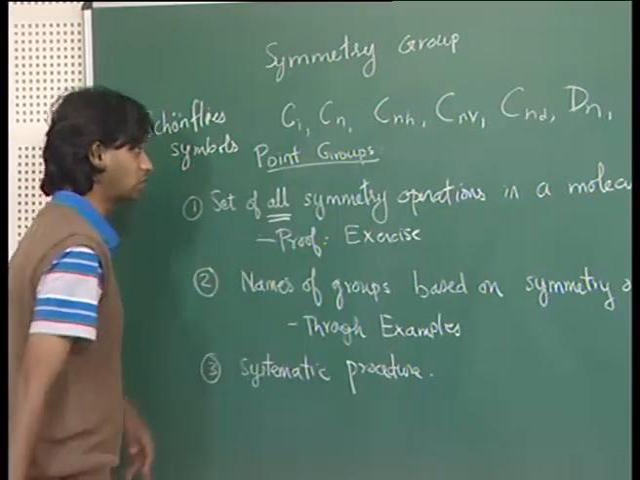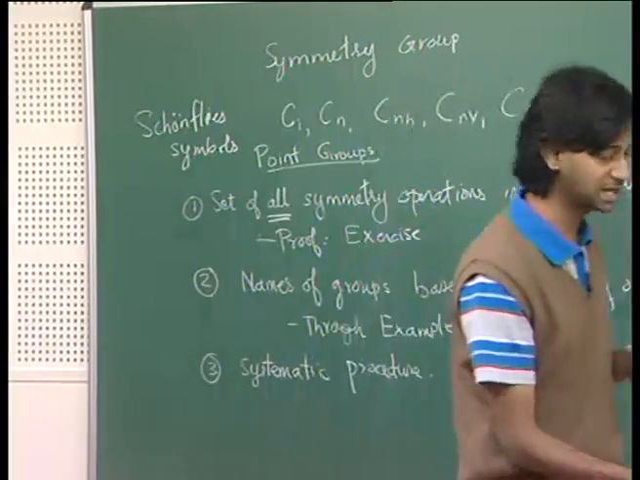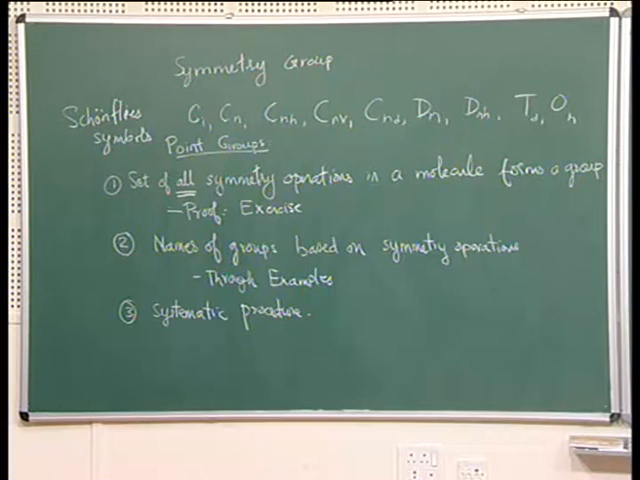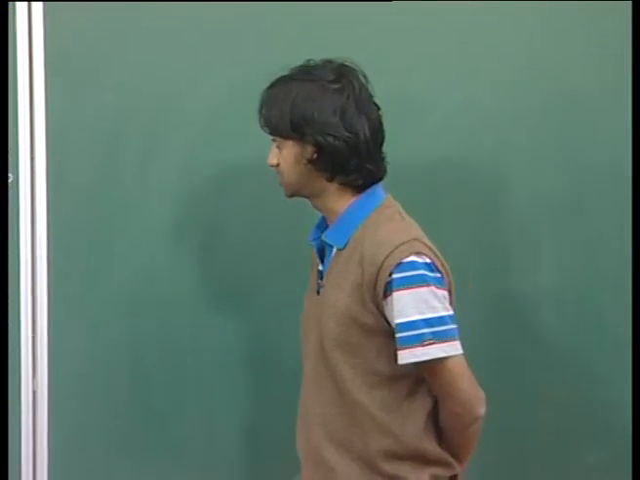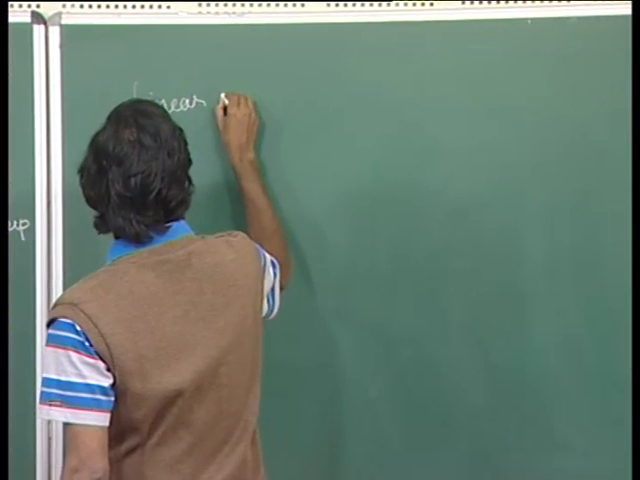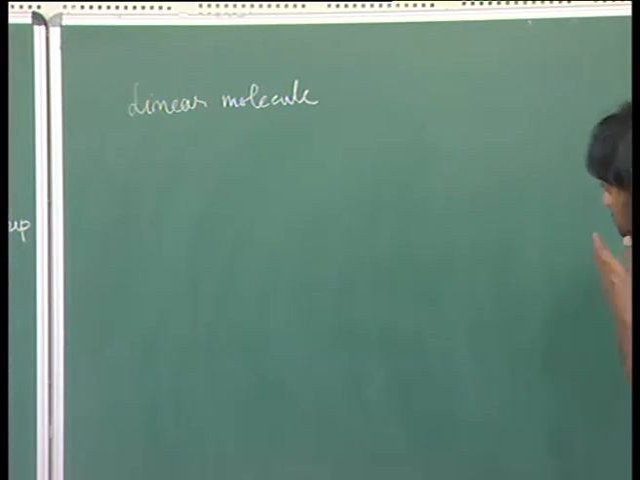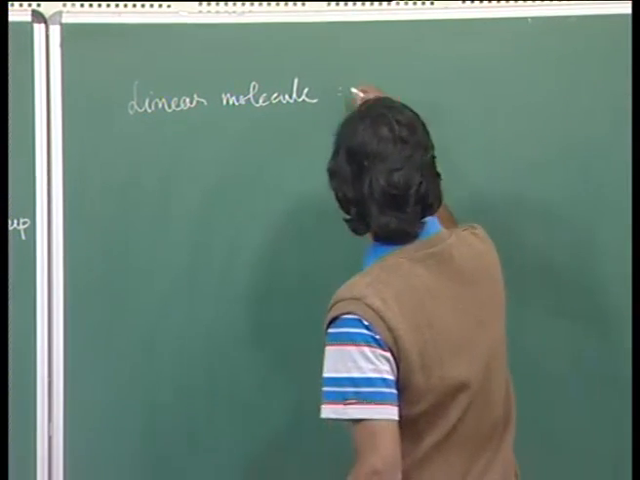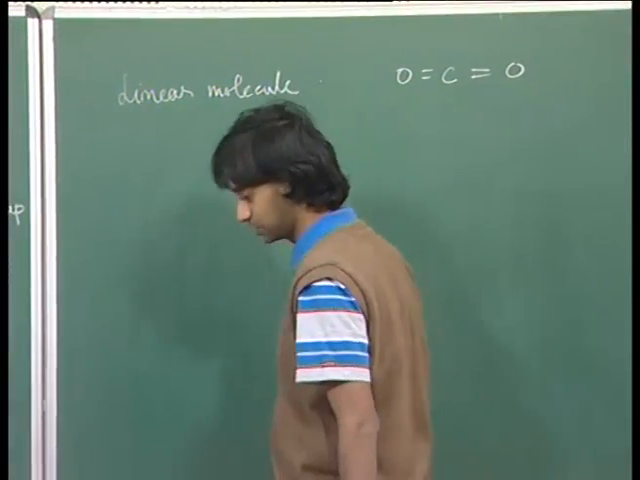They are called point groups because all the symmetry elements that we talked about pass through one point. Let me mention one type of symmetry operation that we have not talked about explicitly, but it has been implicit in a lot of our discussions. Suppose we had a linear molecule. For example, let us take CO2. CO2 is a linear molecule.